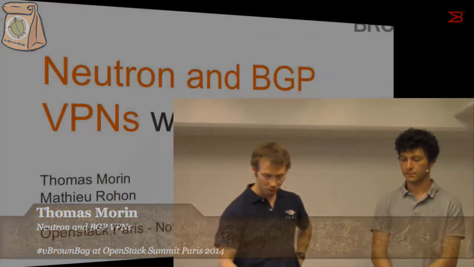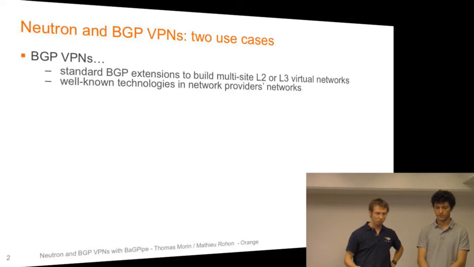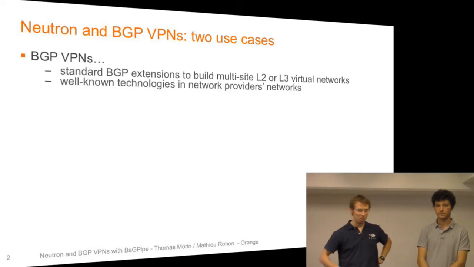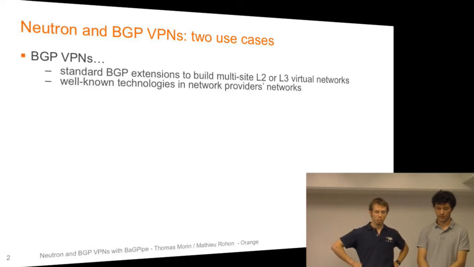Okay. What we want to talk to you about today is the integration of Neutron and BGP VPNs. As you may or may not know, what is called BGP VPNs is actually standard extensions to the BGP protocol to build multi-site layer 2 or layer 3 networks. These are very well-known technologies for network providers, deployed for many years in these networks.